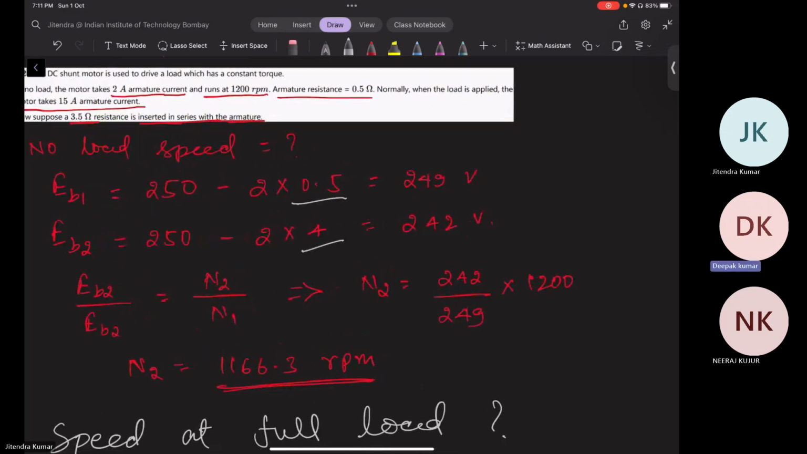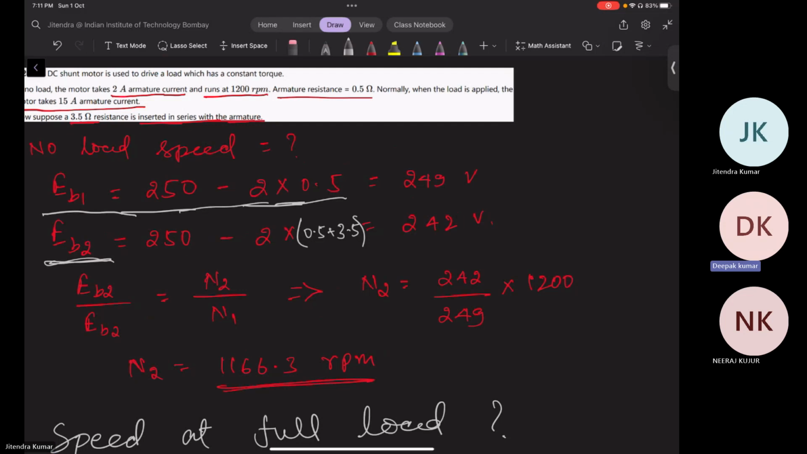Take the no load model. It is very straightforward. See, in the first condition, when no series resistance was there, we got 249 volt. 2 amps of no load current is flowing in the armature circuit. Now the next time, when 3.5 ohm of resistance is added, let me write it: 0.5 plus 3.5. Now I hope it will be clear.